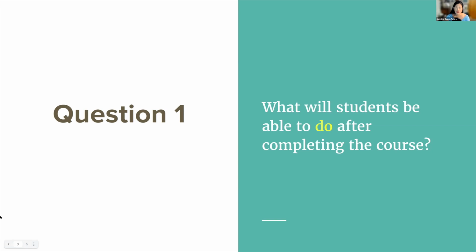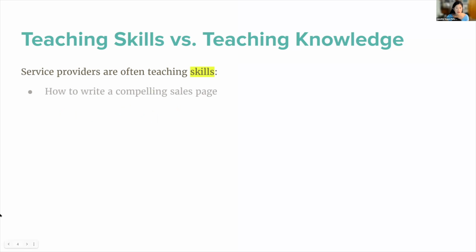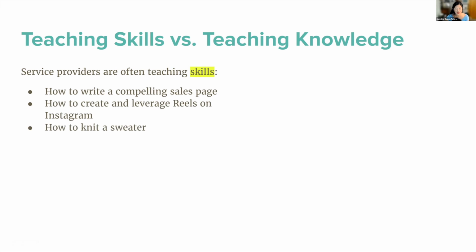That is a lesson. And something to keep in mind as you're structuring your course, there's a difference sometimes between teaching skills versus teaching knowledge. When we were in school, high school, sometimes even college, a lot of what we learn is knowledge. But once you're an adult and you're in the business world, a lot of times what you want to learn is a particular skill. And if you are a service provider, that's typically what you're going to be teaching with your online course. So, for example, how to write a compelling sales page, how to create and leverage reels on Instagram, how to knit a sweater. That could be the skill that you want to teach.